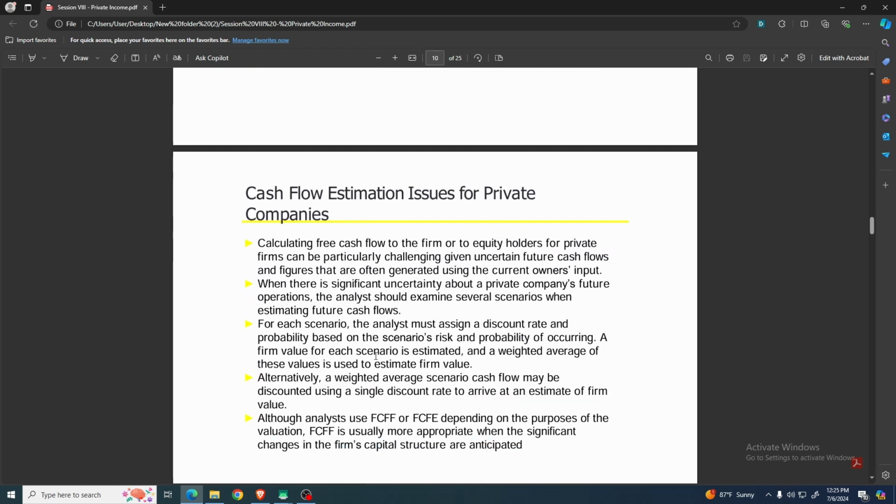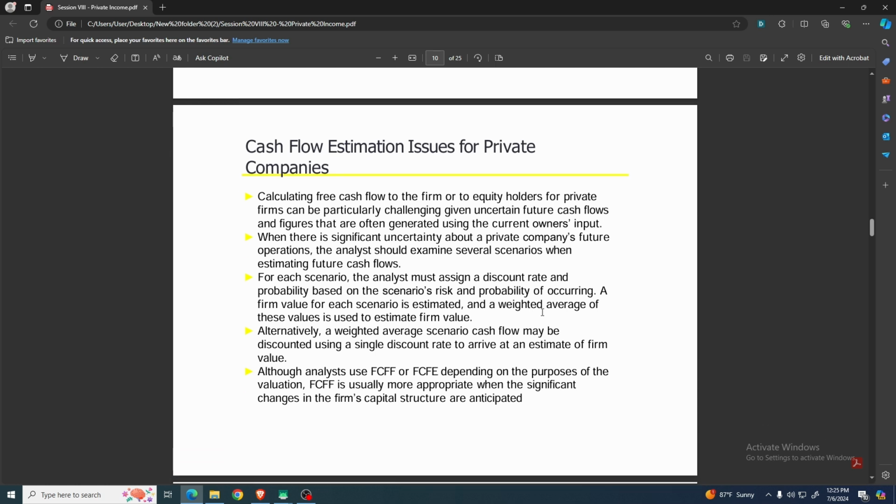And then we come into the cash flow estimation issues for private companies. Because of their unique nature, private entities often come across certain challenges due to uncertainties in future cash flows and the influence of the current owner's input. So here we are going to explore these challenges, and it is going to provide guidance on how to approach cash flow estimation for private entities. And we are going to start off with calculating the free cash flow.